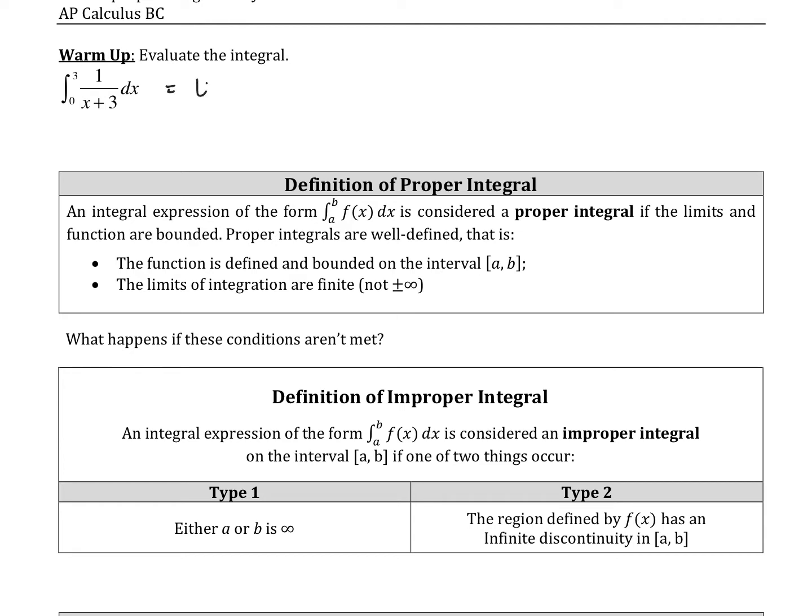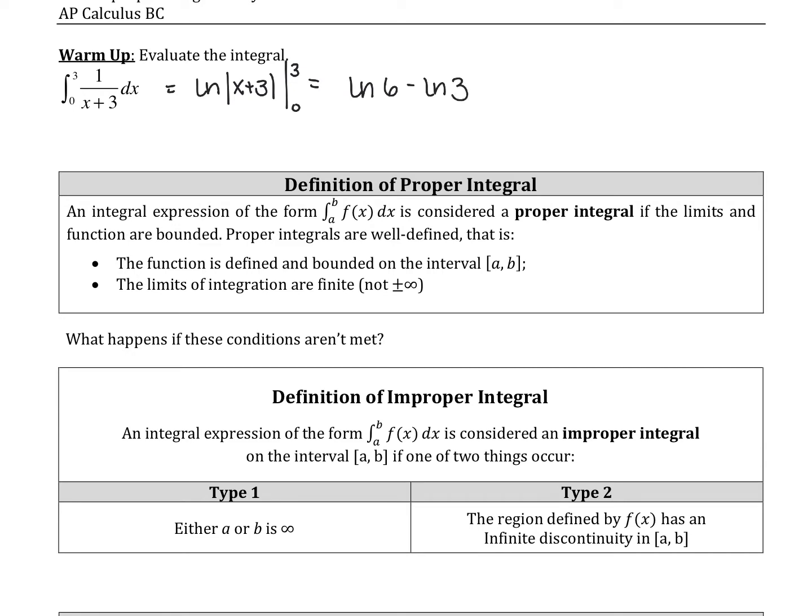So we're going to take the antiderivative. We'd get the natural log of the absolute value of x plus 3 times the chain of x plus 3, which would just be 1, evaluated from 0 to 3. So we get the natural log of 6 minus the natural log of 3.